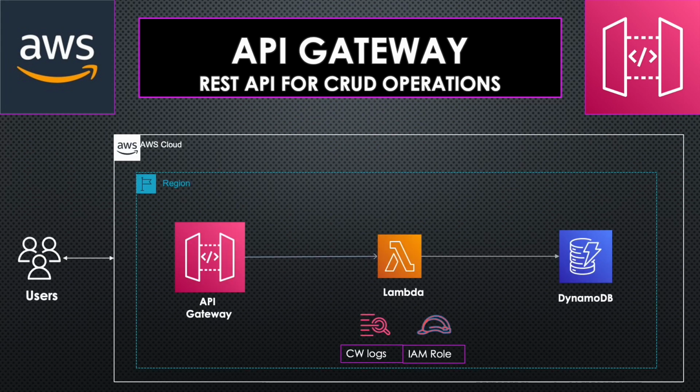This is what we are going to build today. We are going to use REST APIs to perform CRUD operations on a DynamoDB table. As you might already be aware, CRUD stands for Create, Read, Update, and Delete. We are going to support each of these by GET, POST, PUT, and DELETE methods within the REST API.